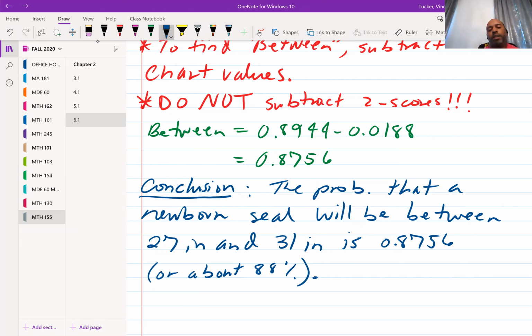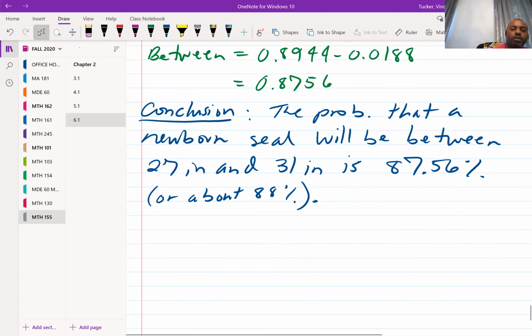All right, so this means that the probability that a newborn seal will be between 27 inches and 31 inches, oh, I meant to write that as a percentage. I think this book needs one. So it should be 87.56%. All right, any questions? Any questions?